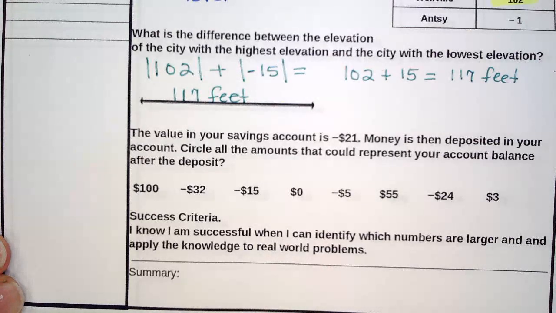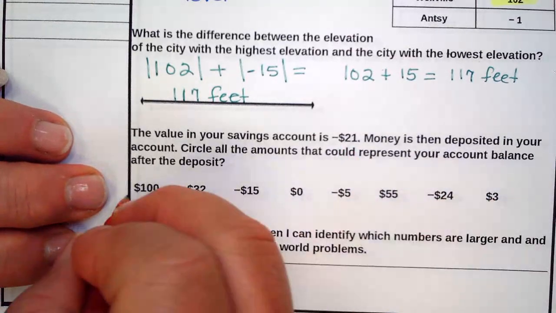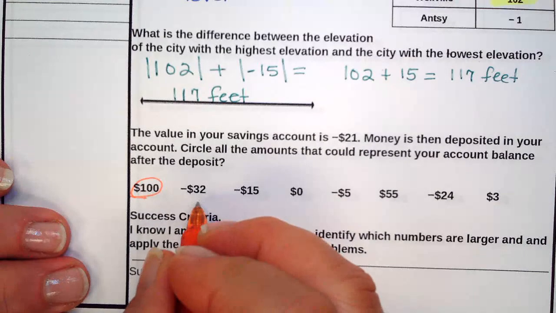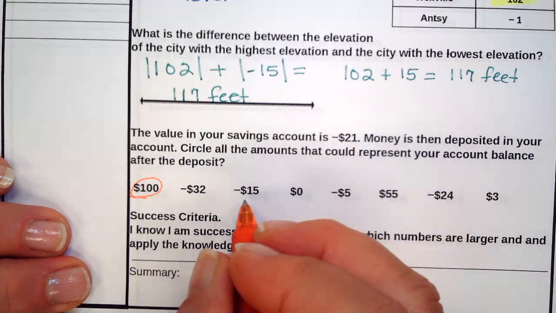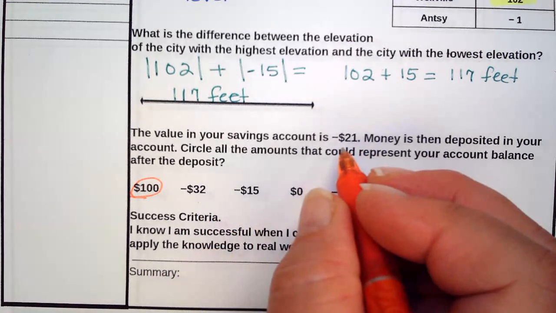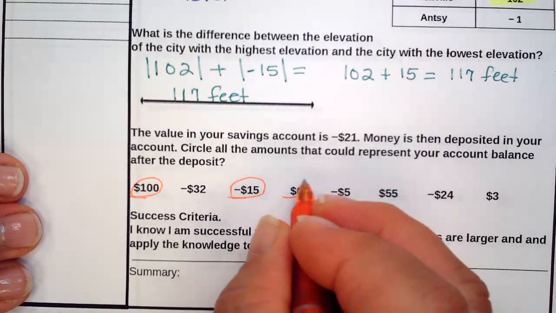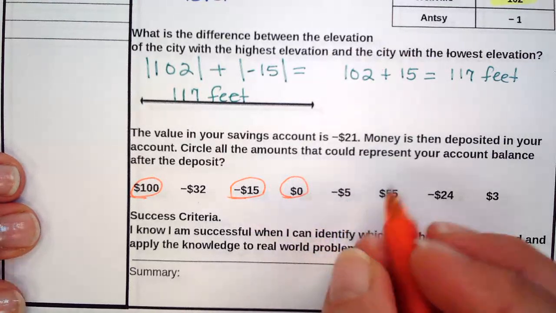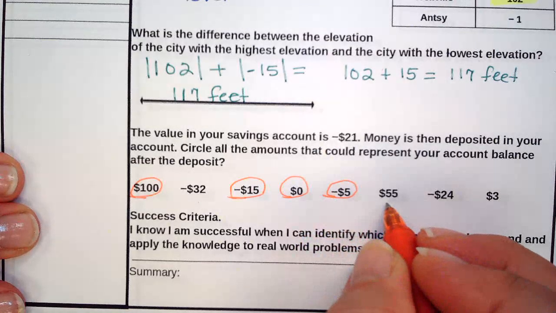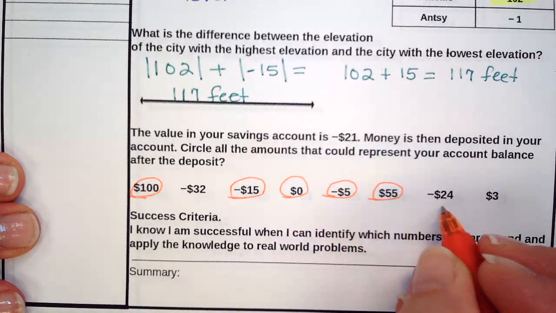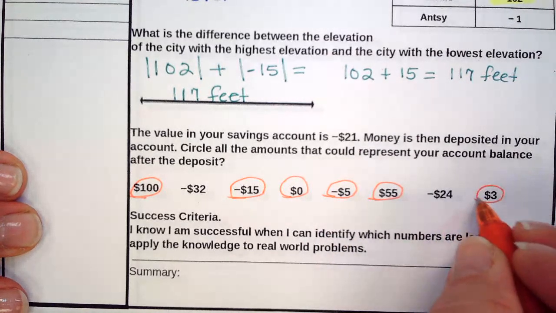So if I start looking, is 100 greater than negative 21? Yes. Is negative 32 greater than negative 21? No. Is negative 15 greater than negative 21? Yes. What about 0? Yeah. Is negative 5 greater than negative 21? Yes. What about 55? Yes again. What about negative 24? Nope. But 3 also.